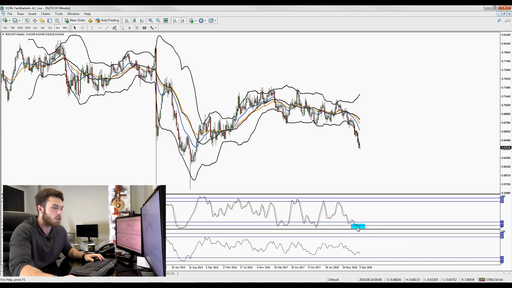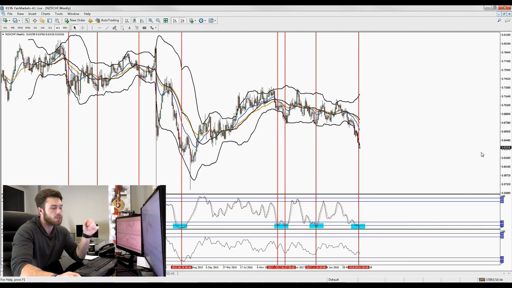So not only is the stochastic oversold, you can see for a very long period of time, we're sitting on the weekly chart here. For a very long period of time, the stochastic has never really been oversold. You can see way back when over here, it was oversold. You can see also way back when over here, it was oversold. And you can also see in these areas down here.